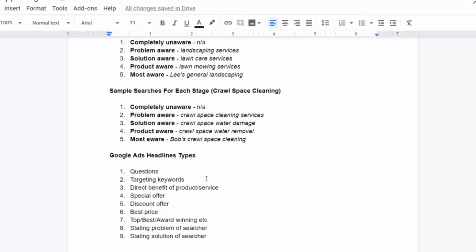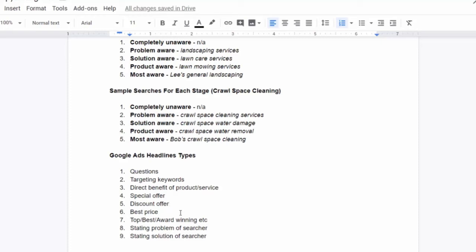And then target keywords. This is literally just putting the keywords into the ad. Crawl space cleaning services, crawl space cleaning pros. And then the direct benefit here with crawl spaces, they typically get a bad smell if there are rodents down there. So get rid of that bad smell once and for all. And then there's a special offer here. Let's say we have a special promotion or something like that that's going on at that particular time. And then a discount offer. This could be maybe a voucher of some sort or a coupon or some type of rebate.